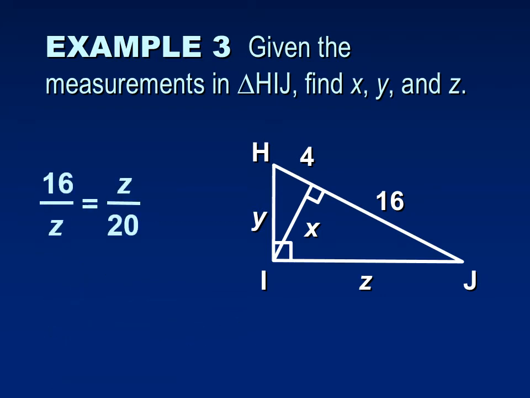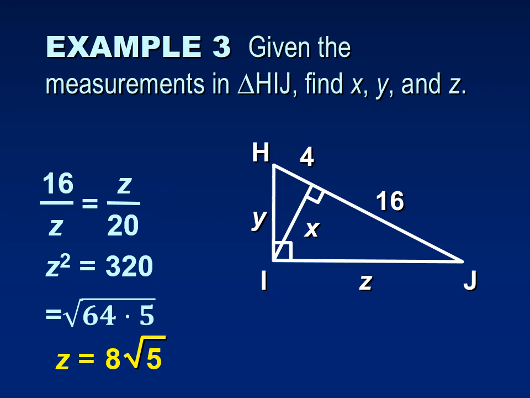Let's find our Z now. So Z is this entire segment here, which is our geometric mean. So we're going to do short side first. 16 over Z equals Z over the entire thing, which is 20. So 16 times 20 is 320. 320 can be broken down to 64 times 5 because we can take the square root of 64. The square root of 64 is 8, so we get 8 square roots of 5.